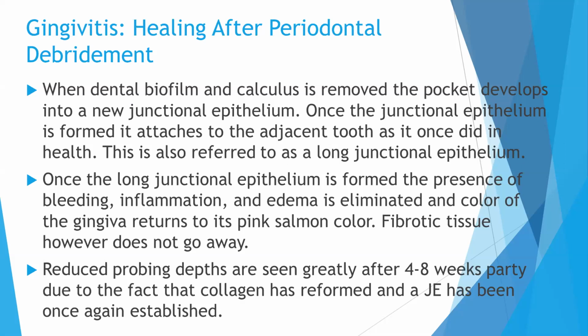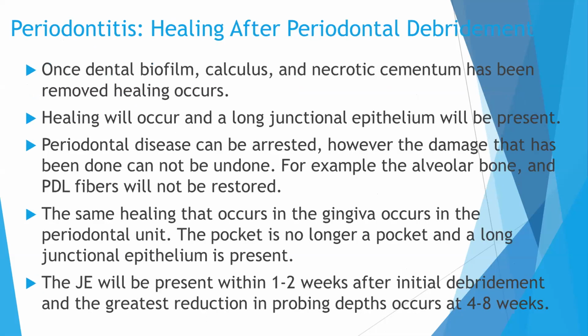Fibrotic tissue doesn't go away. So if you've got a smoker or somebody that's drinking a lot of hot liquids, or is on calcium channel blockers and has gingival overgrowth, that is not going to respond adequately. But reduced probing depths are seen between 4 and 8 weeks, partly due to the fact that collagen has reformed and a junctional epithelium has once again been established. So we don't want to go heavy-handed and rescale, reprobe an area that we've just treated until that junctional epithelium has had an opportunity to reform.